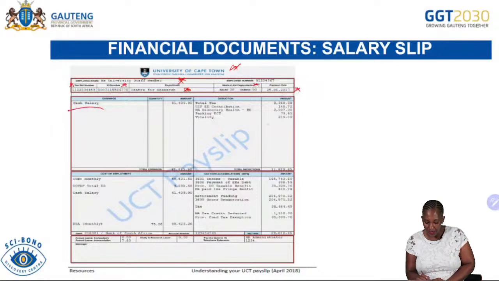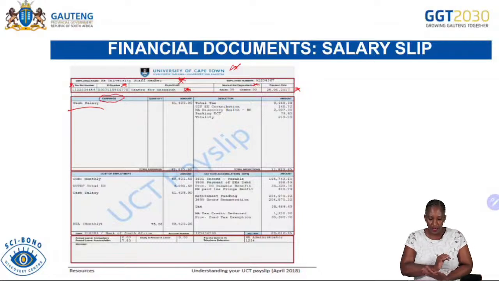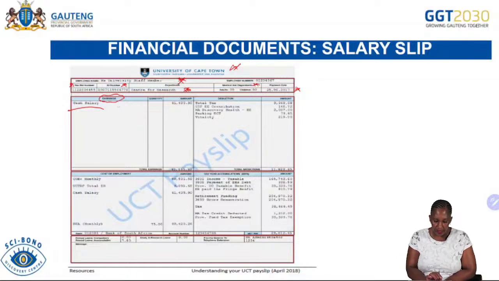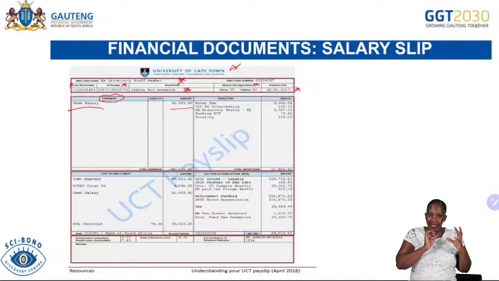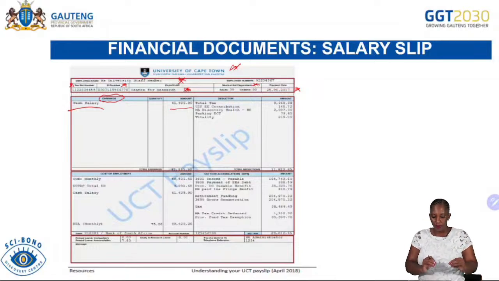Now, when you look at this side, it is earnings here. How do you know that it is the money that is paid to this employee? It appears as earnings. And then this is the amount that has been paid, 41,435 rand 90 cent. That is the gross salary or gross payment.